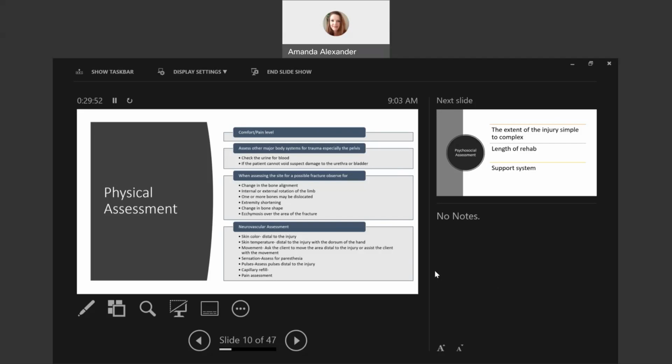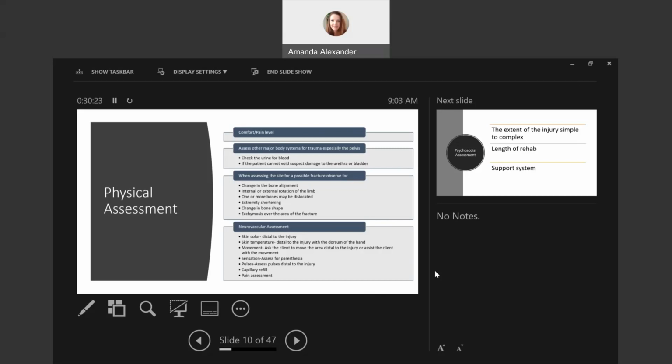Okay, so as we're assessing the major body components for trauma, some other things that we're going to do are the vital signs. We're going to look for healthy vital signs. If they don't have healthy vital signs and they have a high heart rate, maybe they are in pain. If they have a high blood pressure, maybe they are in pain. If the patient cannot void, we need to look for, is there any damage to the pelvis or the pubic area?